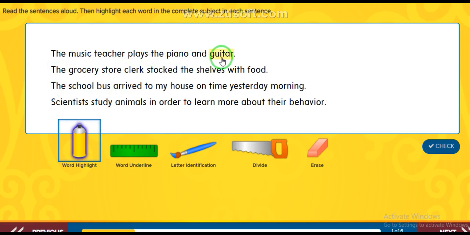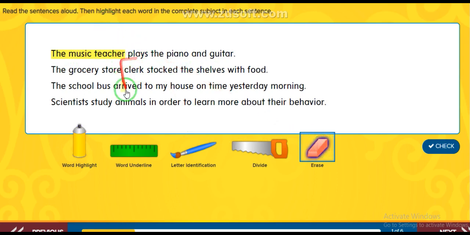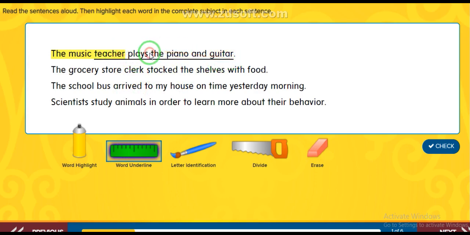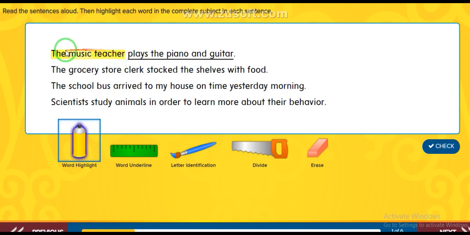Ask yourself, about whom am I talking? I'm talking about who? Bravo, the music teacher. Okay, play also plays? No, play is the verb. Verb is the predicate. If they tell us underline the predicate, we would underline the predicate like this. Okay. The music teacher here is the complete subject because it's the naming part. The complete predicate is the action. What did the music teacher do? What happened? Plays the piano and guitar. So plays the piano and guitar is the complete predicate, right?